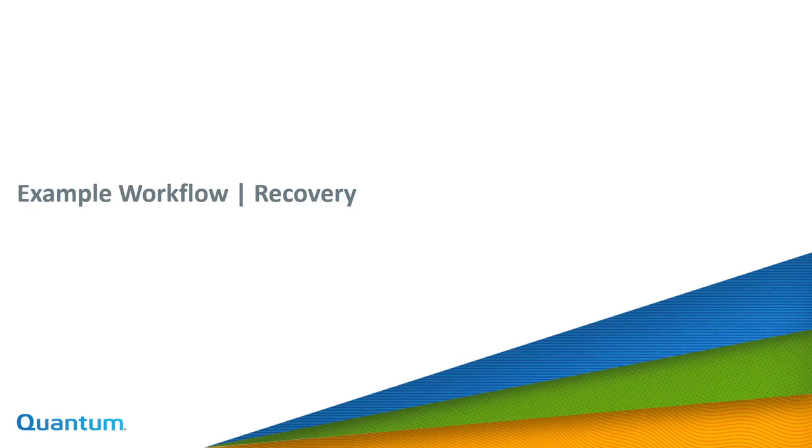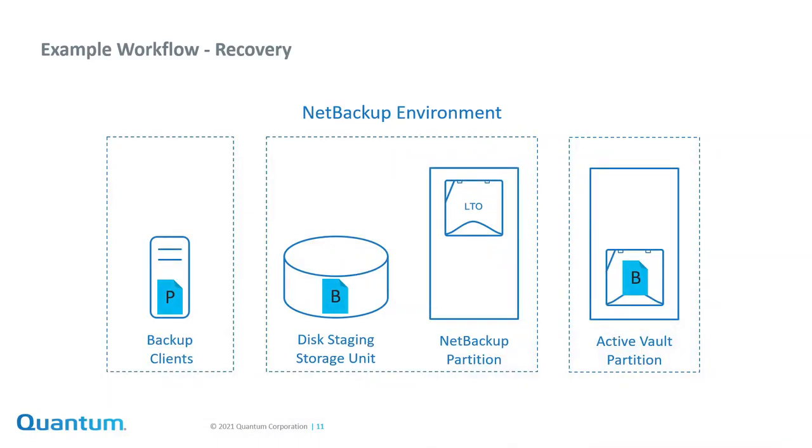Now let's go through an example where we have a ransomware attack and see how we can recover. This is the current situation. We have a primary copy of data, a backup copy on a NetBackup DSSU, and a tape copy in the i6 library in the Active Vault partition.